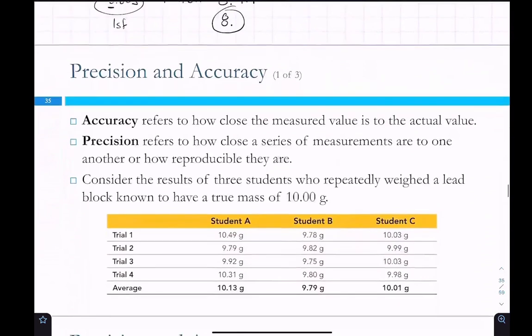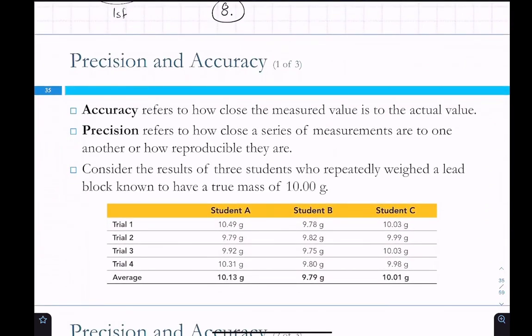All right, I did remember that there is a day built in for catching up, so we will just move on to the stuff we're supposed to do in lab and pick this up on.